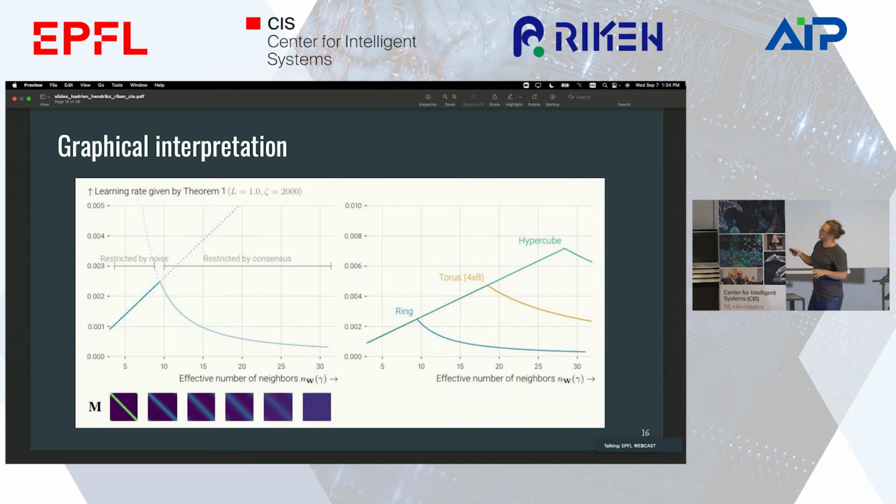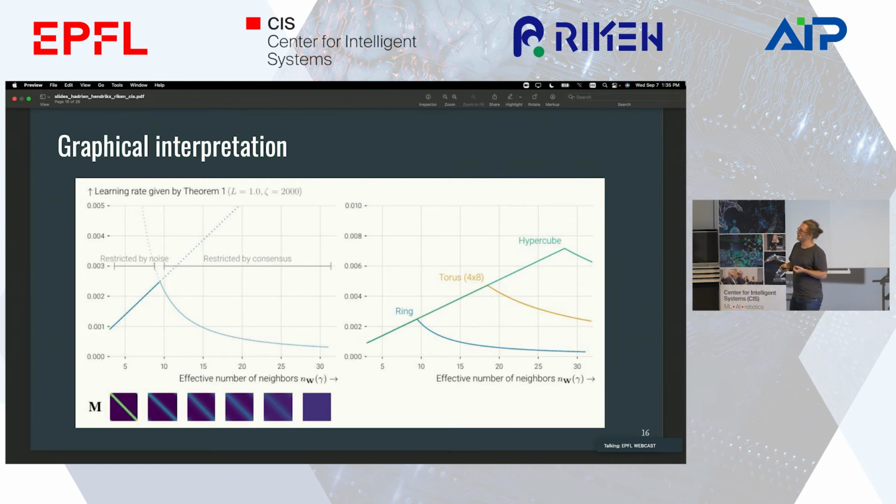And it's much simpler with a graphical interpretation. This is just the formula from before but plotted. On the y-axis is the learning rate, and on the x-axis is the effective number of neighbors. As you increase the effective number of neighbors that you'd like to have, at the beginning you see more and more people, and so you reduce your variance more and more, and so your learning rate augments. And then at some point, it just becomes too difficult to talk with these people. They're too far away from you. You don't average with them so often.